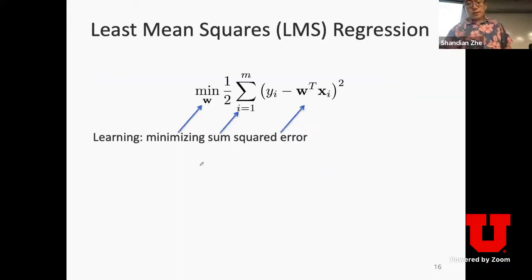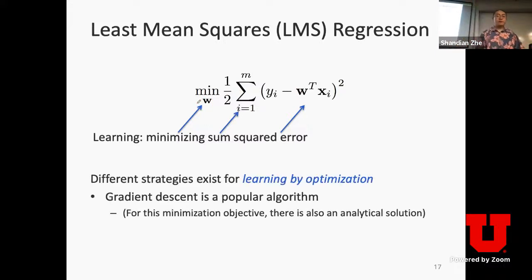Okay. So now let us proceed to the training procedure. Our training, also known as learning, is to minimize this sum squared error with respect to the model parameter w. So the training is now converted into an optimization problem, right? The remaining question is how do we do this optimization?